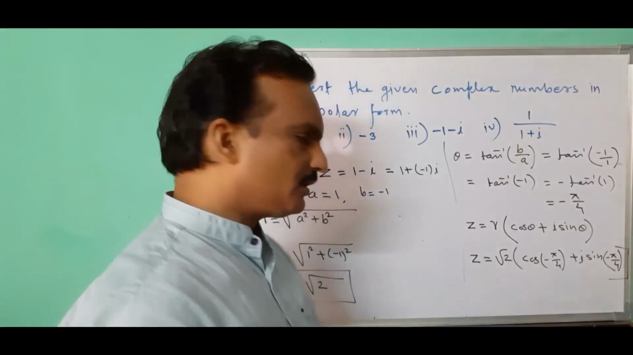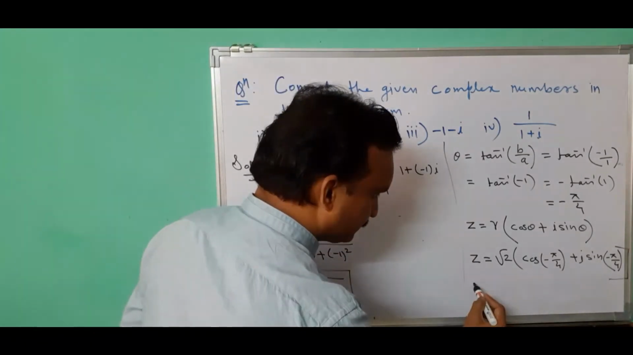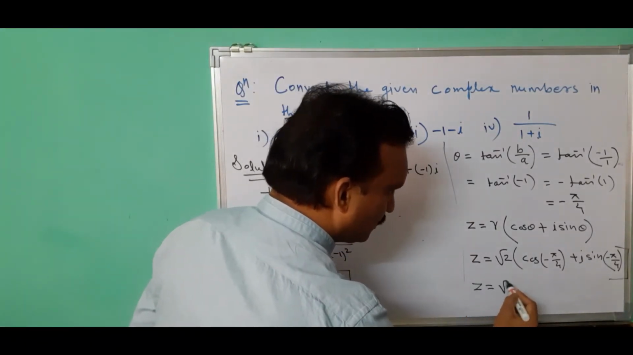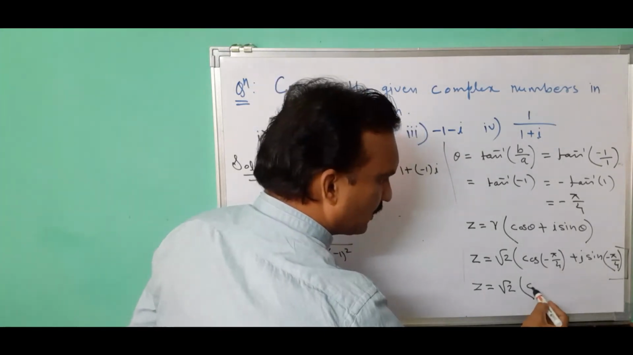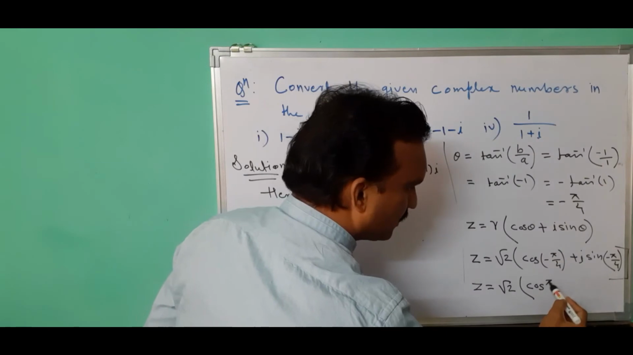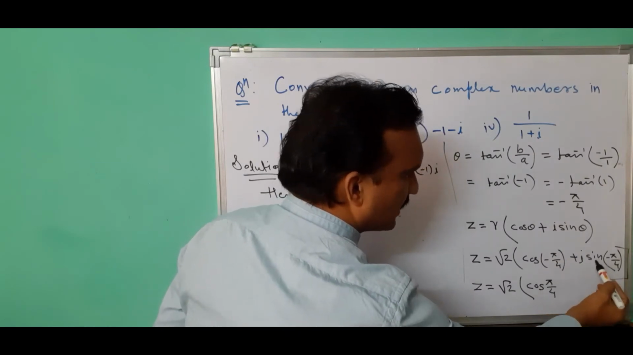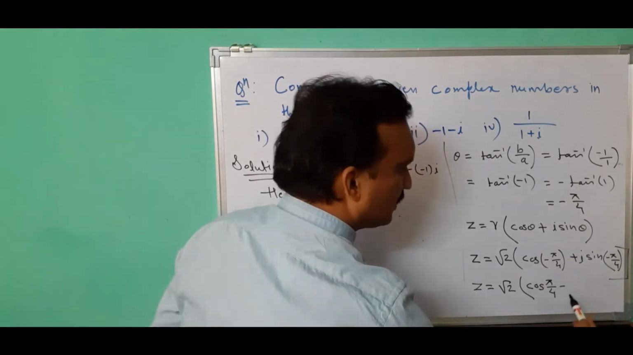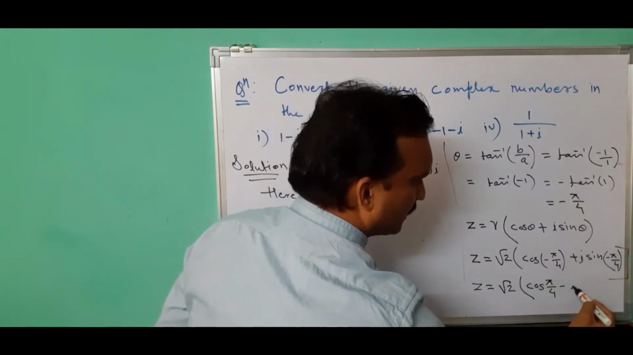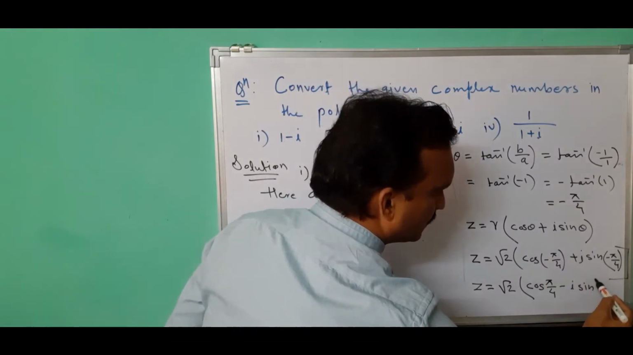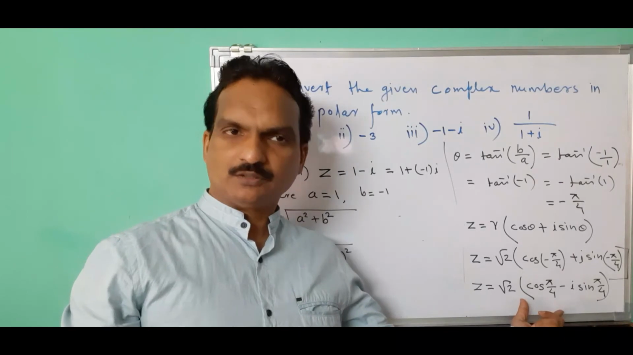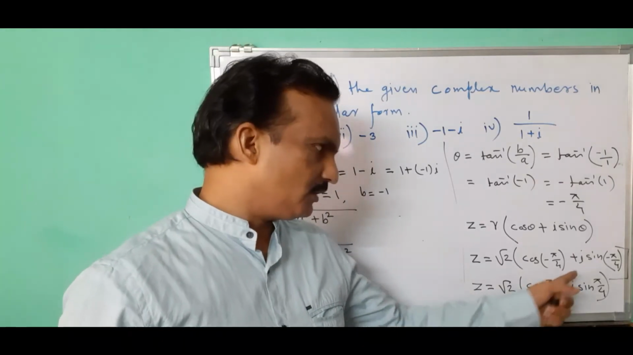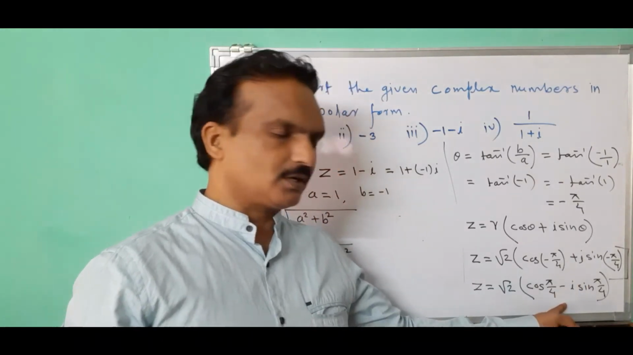Okay, after this you can write z is equal to root 2 into cos of minus theta, which you can write as cos of pi upon 4, and sin of minus theta is minus sin theta. So that minus will come outside into i sin of pi upon 4. Okay, so this is the polar representation of a complex number. In this way also you can write, and in this way also you can write.